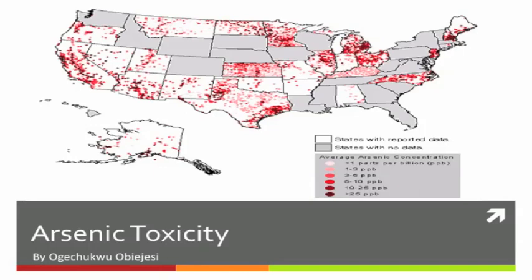My name is Ogechukwu and I will be talking about arsenic toxicity. The diagram shows the levels of arsenic in different parts of the United States. Arsenic is most commonly found in the groundwaters of the Southwest, parts of New England, Michigan, Wisconsin, Minnesota, and the Dakotas.